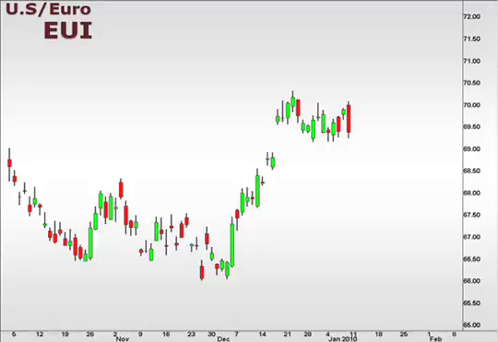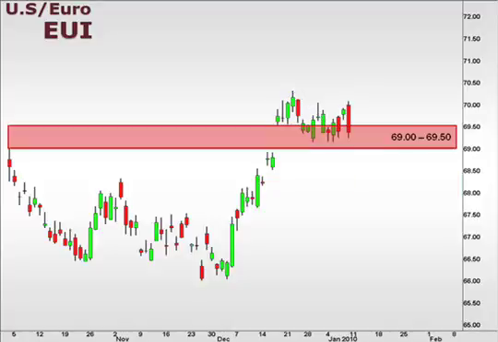Well, the US dollar continues to hold its ground against the euro, as seen here in the EUI. However, we are open to the possibility of a retracement back down into the 68, 68.5 box. The pair value continues to consolidate along the upper range of the 69, 69.5 focal zone, lending further credibility to a move up towards the 71.5 to 72 box.